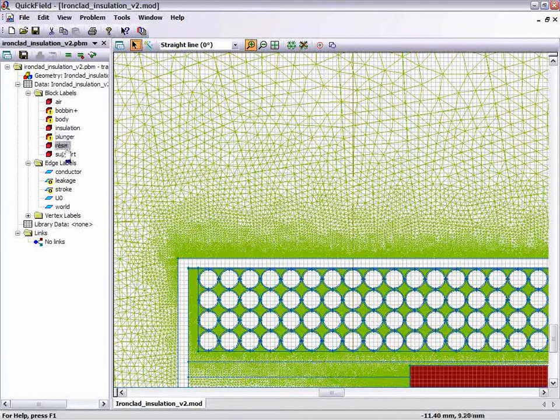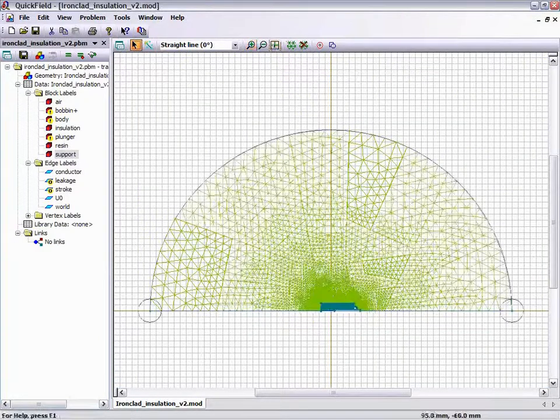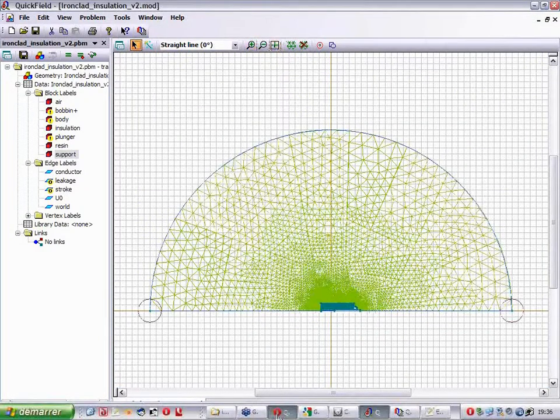The surrounding, the bobbin, the body, the insulation, the plunger of course, the resin, if we need to have some better insulation, and the support is, in fact, the plastic part that supports the coil or the winding. So what you can see here is the insulation part, the insulation design to check if the protection of the body is enough against electrical shock.